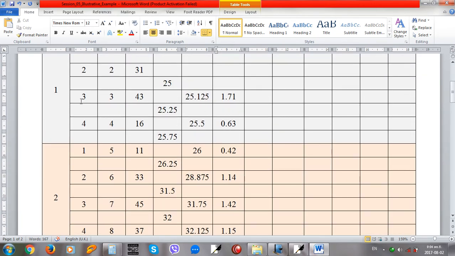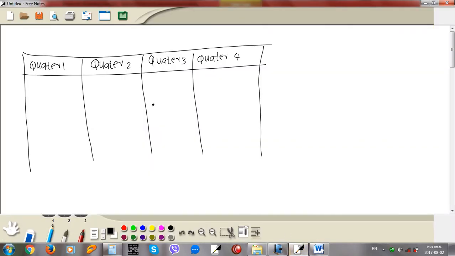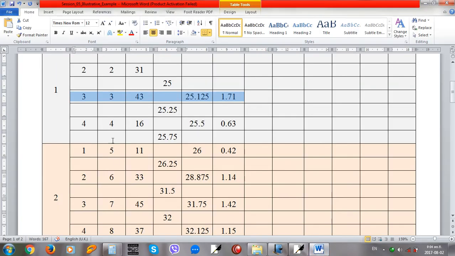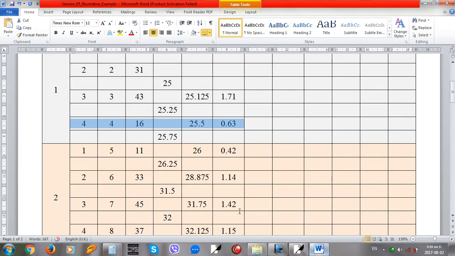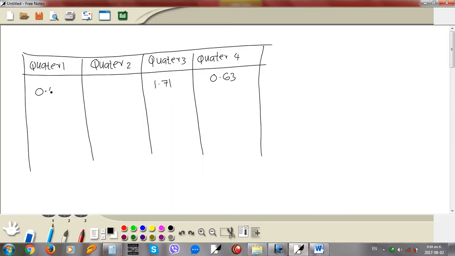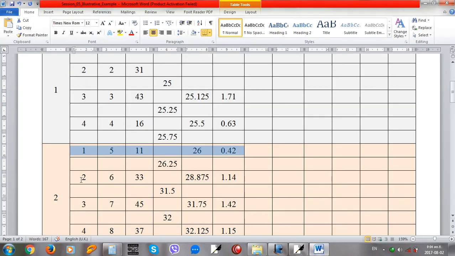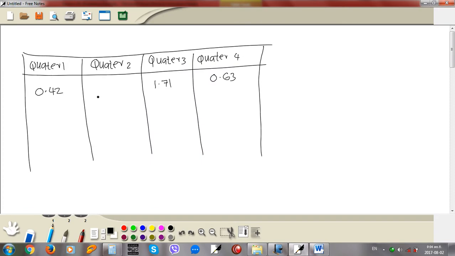This is R3, that is the quarter 3 value, 1.71. So we need to write it in the column for quarter 3. Then the next value is the quarter 4 value, 0.63, so we write 0.63. Next value, quarter 1, is 0.42. This one, quarter 2, is 1.14.